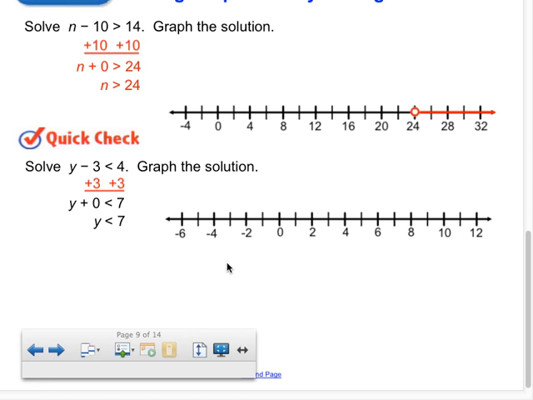Open circle or closed circle? It's going to be an open circle. Nice. And where's my open circle going to be? It's going to be on the 7. And which way am I going to shade?